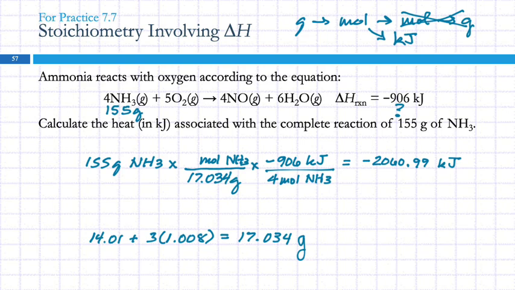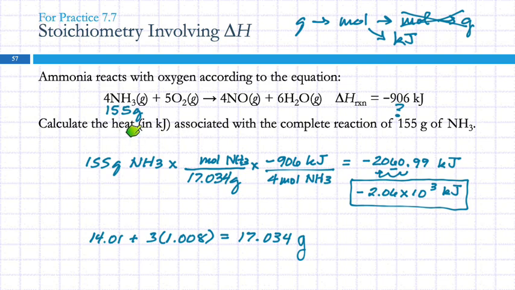So 3 sig figs, huh? Negative 2.06 times 10 to the 3. That's a big number, positive exponent, kilojoules. The question here asks for the heat associated with. Does that tell us which direction the heat's going? Associated with, does that tell us? No. So here, we need this negative sign.